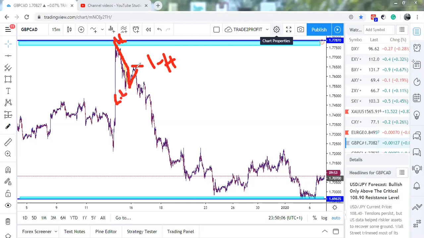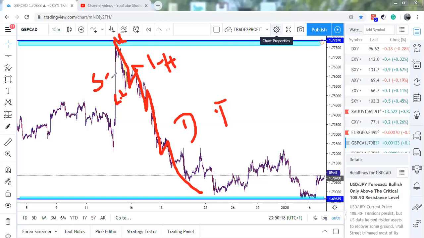All right, and then what did it do when it found resistance here? It dropped and it just kept trending down. So you could easily spot these as a downtrend. So basically what you're looking to do, you're looking to sell this. That's what you're looking to do. You're looking to sell.